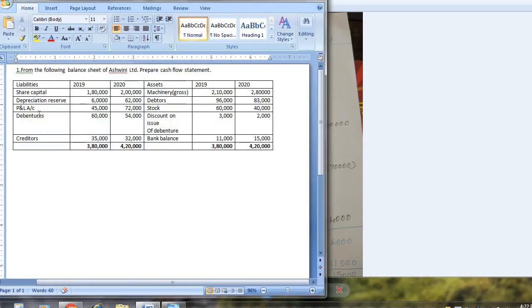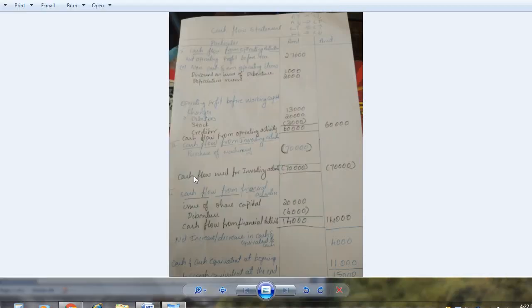After that, you have debenture. Debenture, how much? 60,000 and 54,000. That means the liability decreased. If liability decreases, the cash also decreases, and debenture will come under financing activity. So under financing activity, I have taken the negative value, because debenture decreased and cash also decreased.